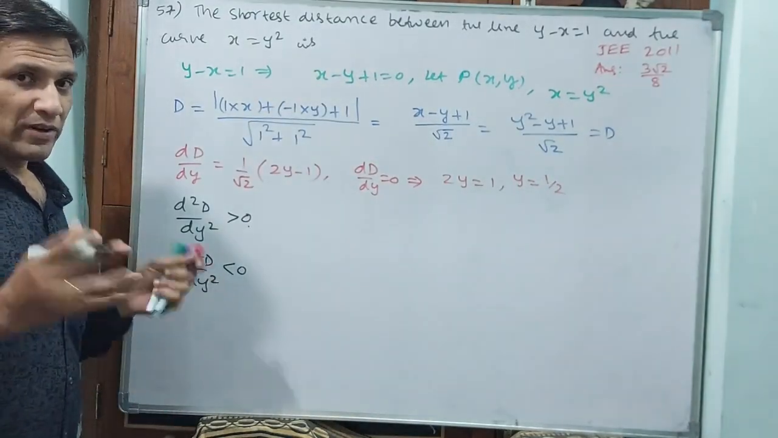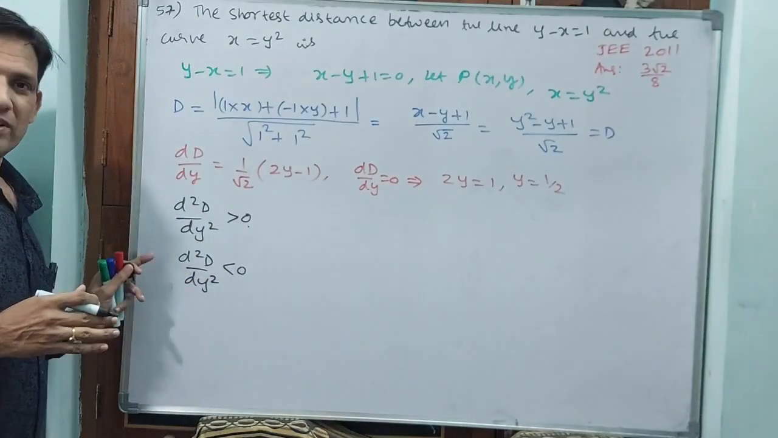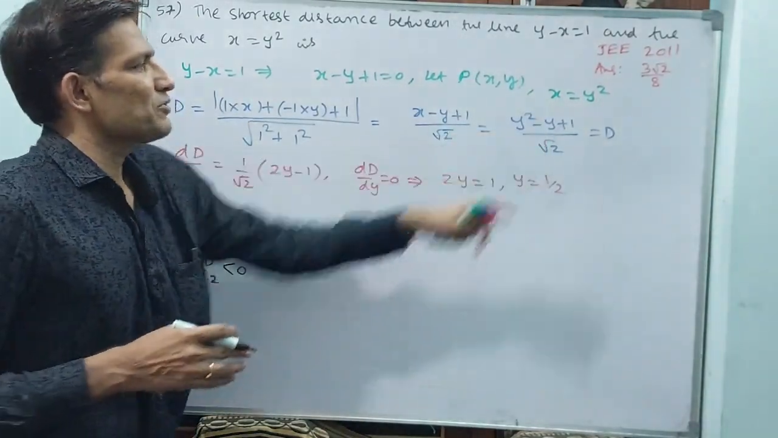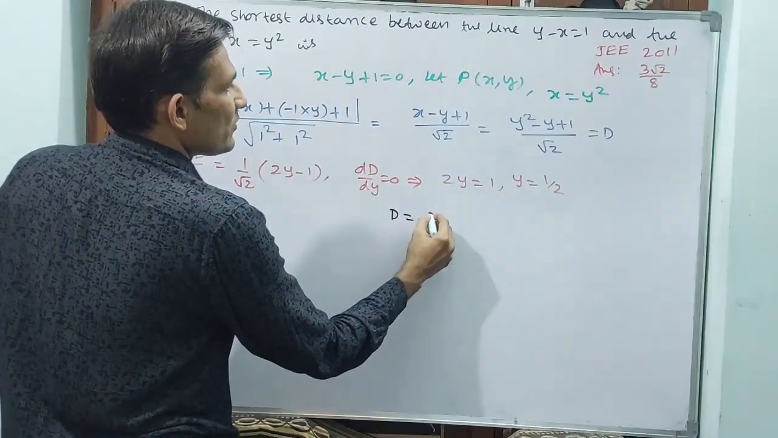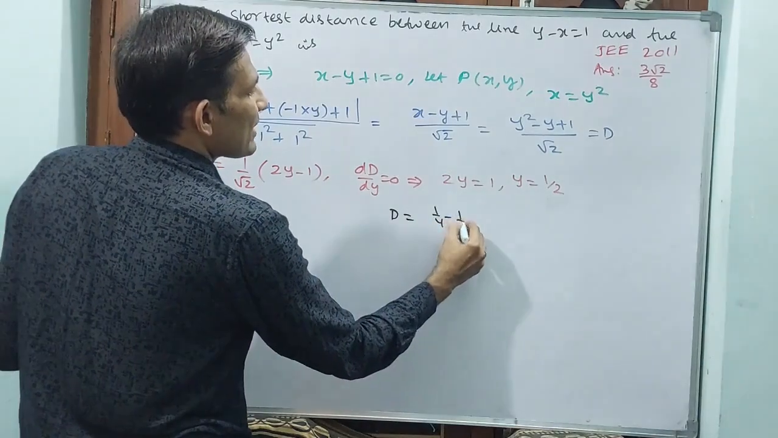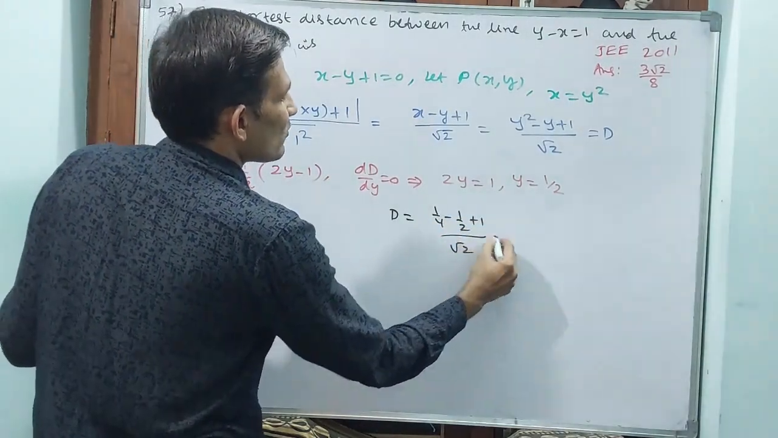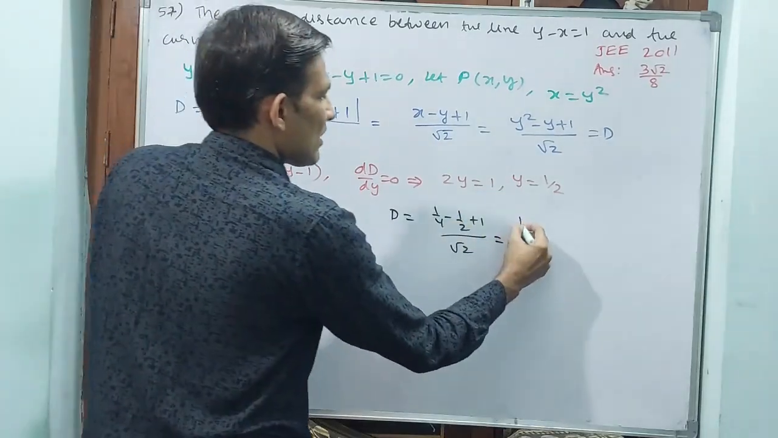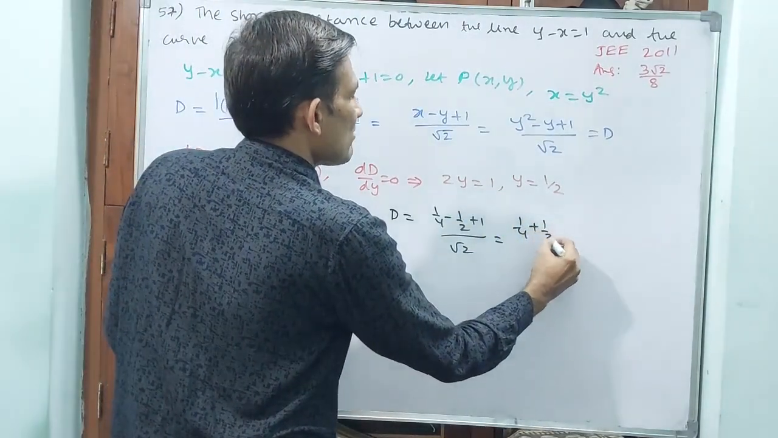There are no marks for rough work. This is rough work, like you can think. Why? Because you already got the y value, substitute, that's all. D is equal to 1 by 4 minus 1 by 2 plus 1 by root 2. That is equal to, see, 1 minus 1 by 2, 1 by 4 plus 1 by 2 root 2.